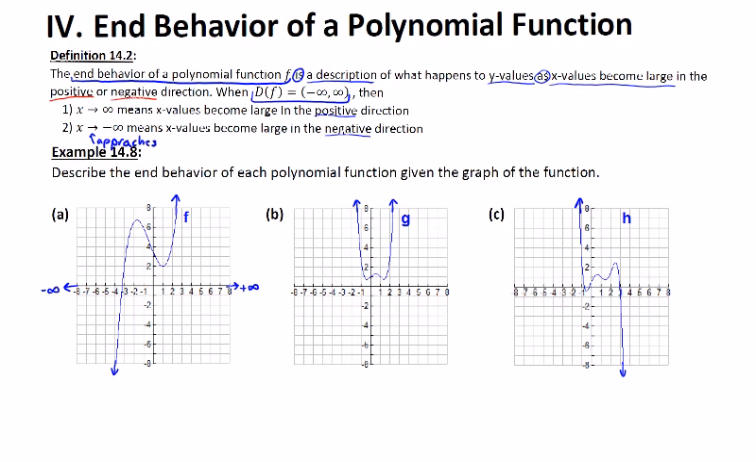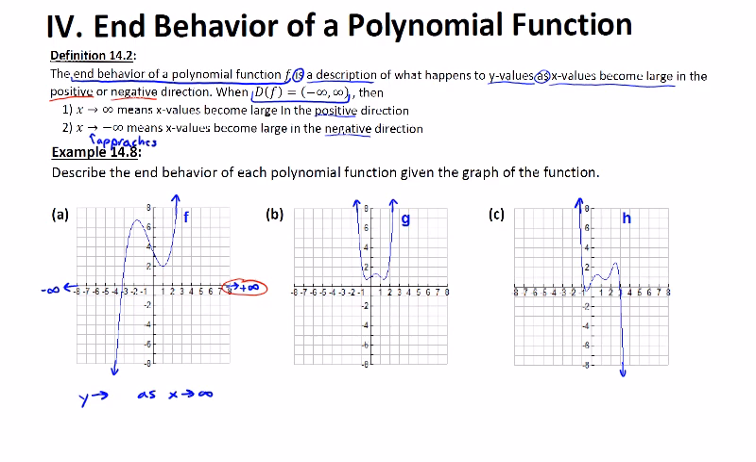There's a general structure to making these statements. We say y approaches something as x approaches infinity. So when we say x approaches infinity, we're talking about the right-hand side of this graph. There is an arrow associated with the right-hand side of this graph.